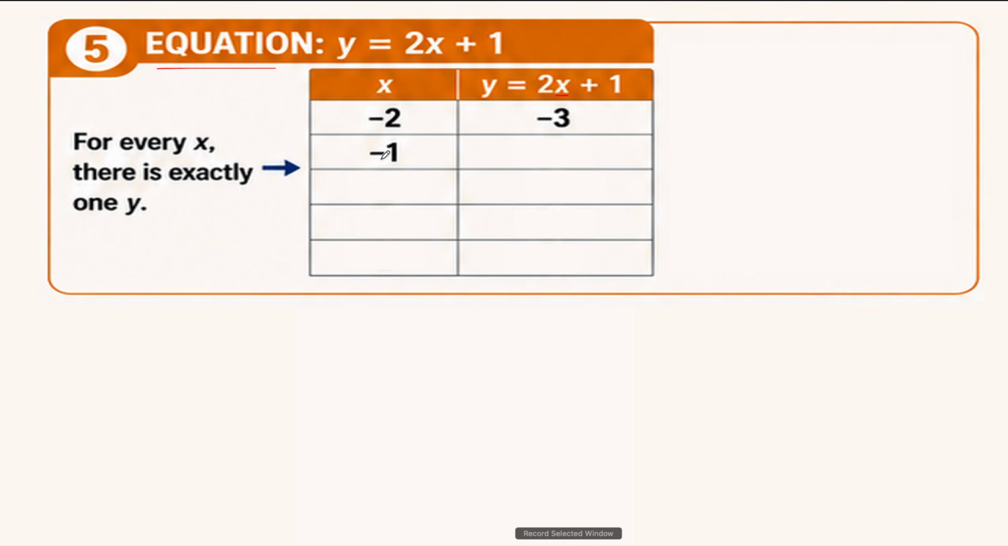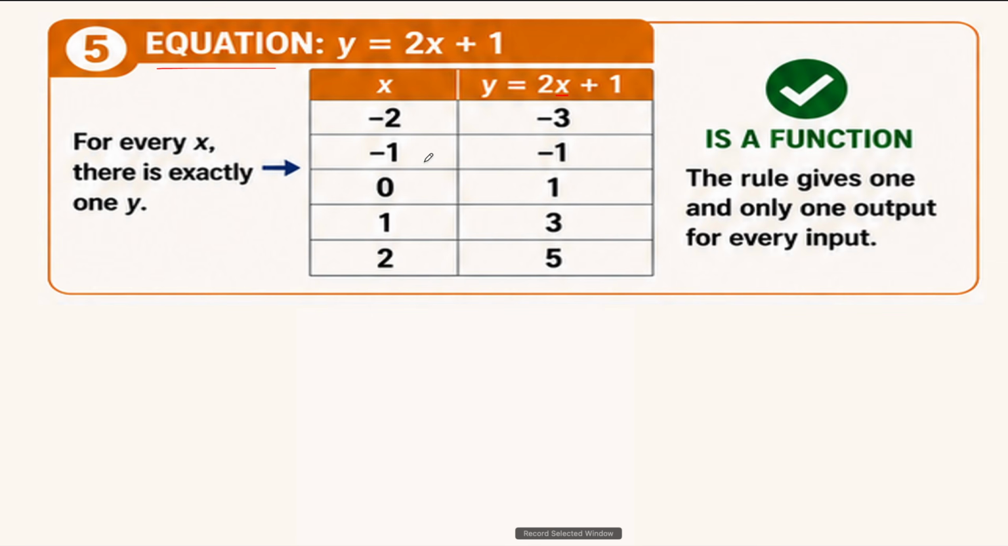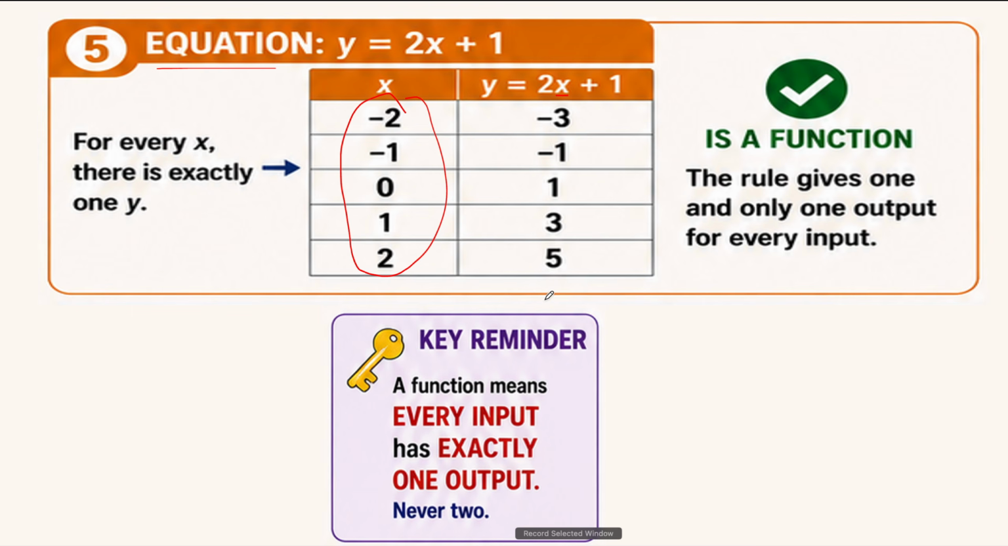So let's try another one. Negative 1. So 2 times negative 1 is negative 2 plus 1. That is going to be negative 1. 2 times 0 is 0 plus 1, 1. 1 times 2, that is 2 plus 1, 3. 2 times 2, 4 plus 1, 5. Okay? So, naintindihan nyo na kung paano naman mag-work yan sa equation. So, that is a function because dito, wala naman siyang naulit. Right? So, reminder, a function means every input has exactly one output, never two.